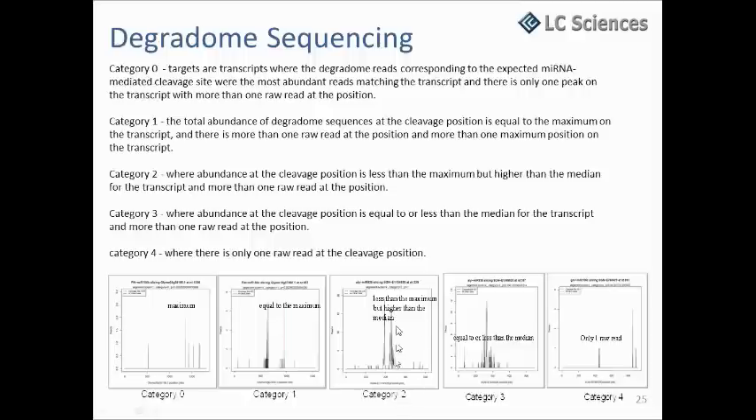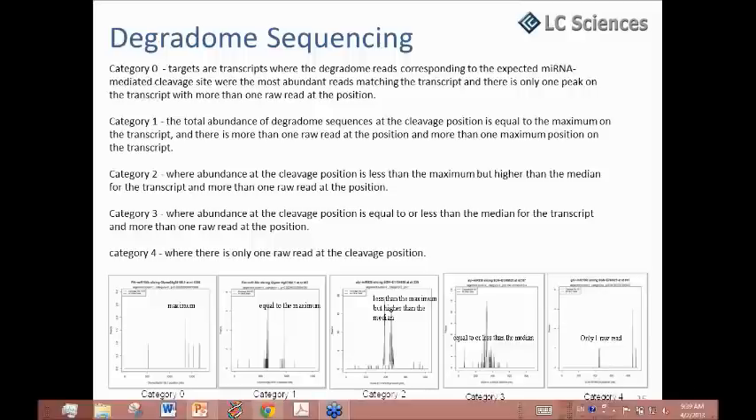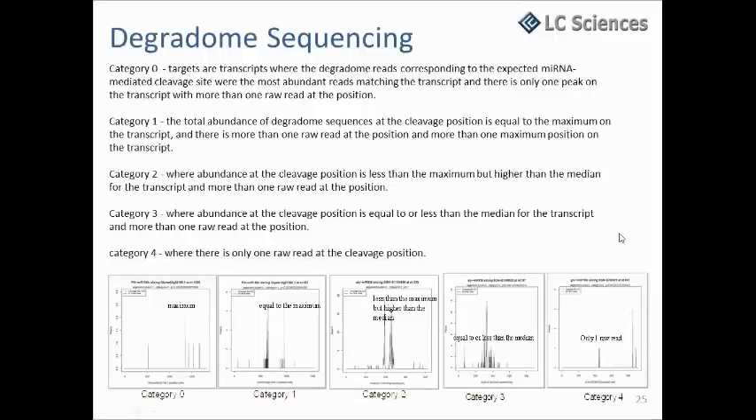And category 2 is that what we identified is less than the maximum number. The abundance is less than the maximum number, but more than the median reads we identify. And from degradome sequencing, category 3 is that they are less than the median number of the degradome sequencing reads on this messenger RNA. And category 4 is only one raw read identified, so that's most unlikely to be a degradome and messenger and microRNA pair. But maybe it's due to no total reads, no coverage.